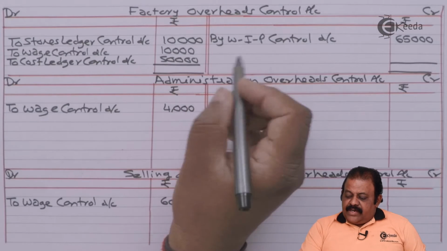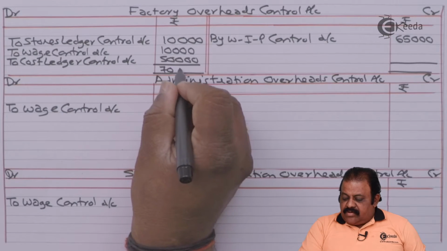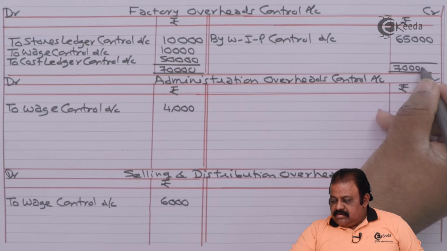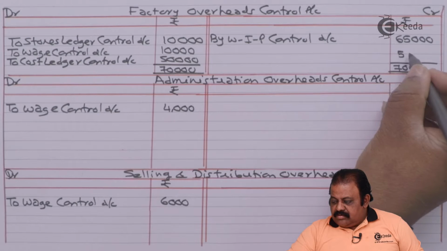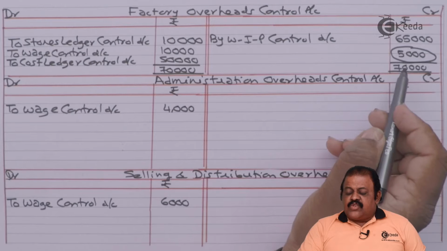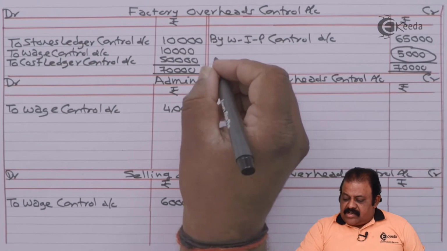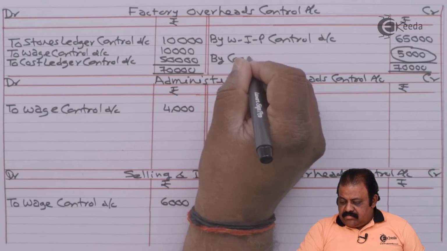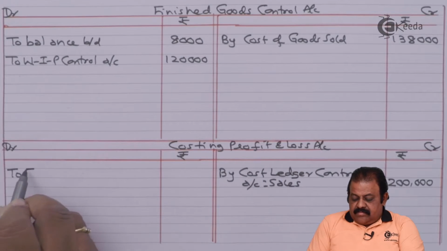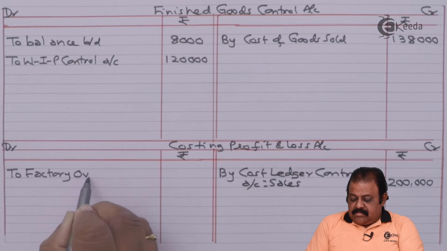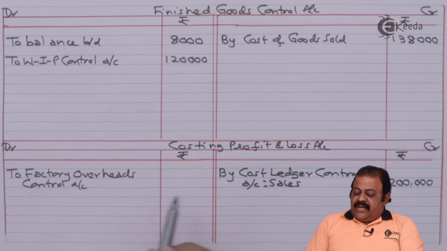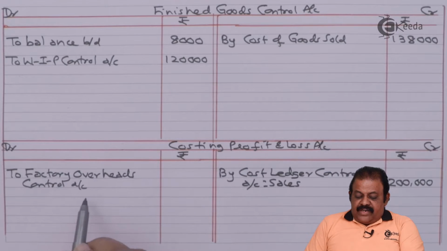50,000. Factory overheads control account, debit 70,000, credit 65,000, difference 5,000. This will be transferred to costing profit and loss account. Costing profit and loss account debit, to factory overheads control account.